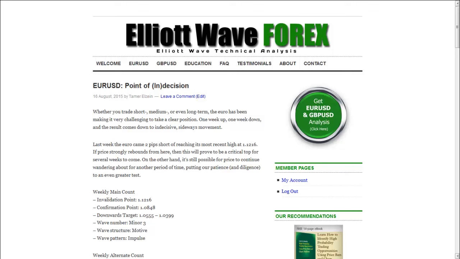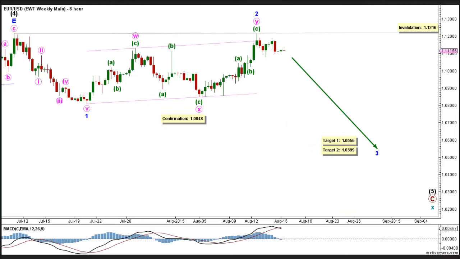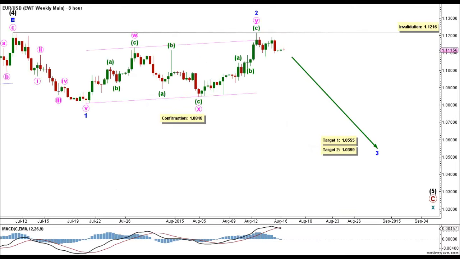So let's go ahead and take a look at our main weekly count, which sees that the euro is still moving towards the downside in primary wave C of cycle wave X, which is forming an impulse labeled intermediate waves 1 through 5. Intermediate wave 4 formed a contracting triangle labeled minor waves A through E, retracing a few pips short of 23.6% of intermediate wave 3. Then intermediate wave 5 is most likely forming an impulse labeled minor waves 1 through 5.